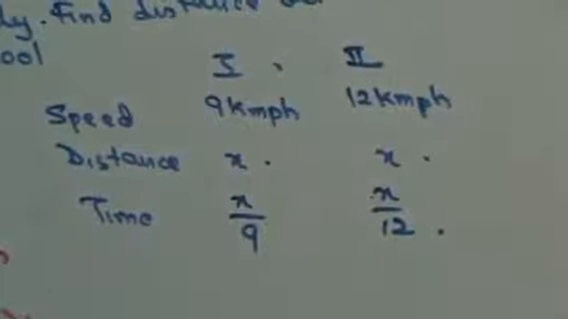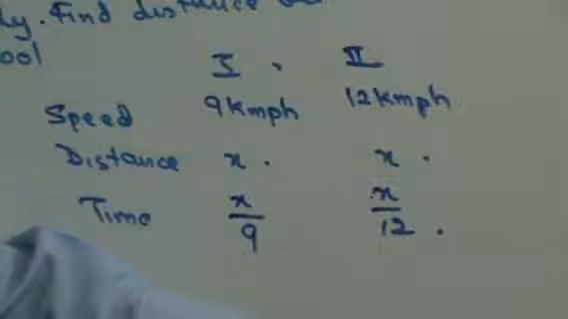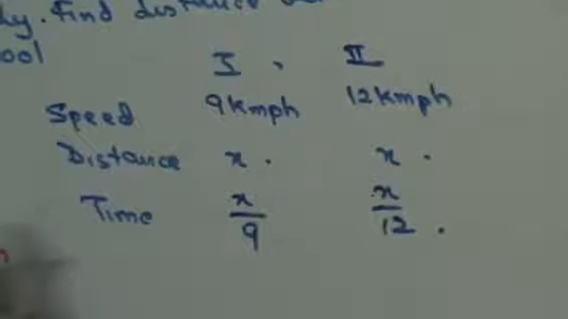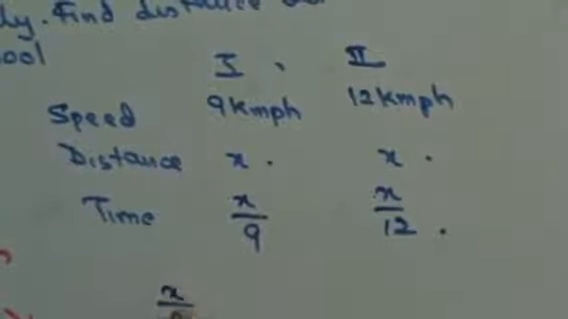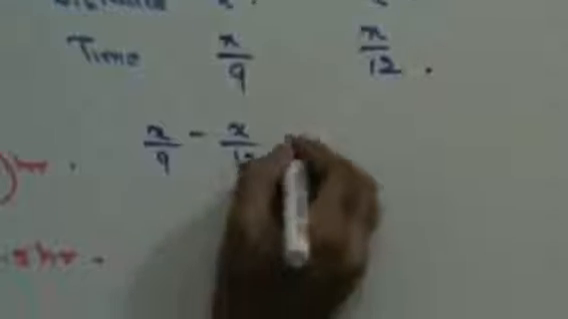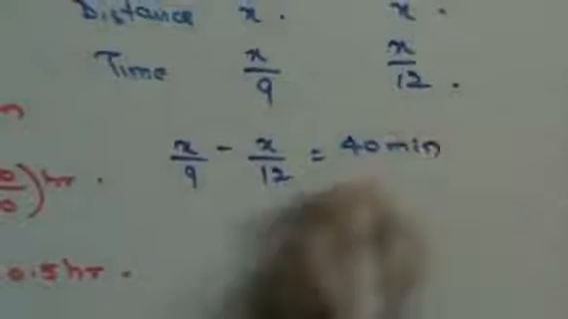In the first case, he reaches 20 minutes late. In the second case, he reaches 20 minutes early. So what is the difference between the time in the two cases? 40 minutes. Right? Here he is 20 minutes late, here he is 20 minutes early. That means the difference between the two time is 40 minutes. Right? Do you understand this? So in that case, x upon 9 minus x upon 12 should give you 40 minutes.